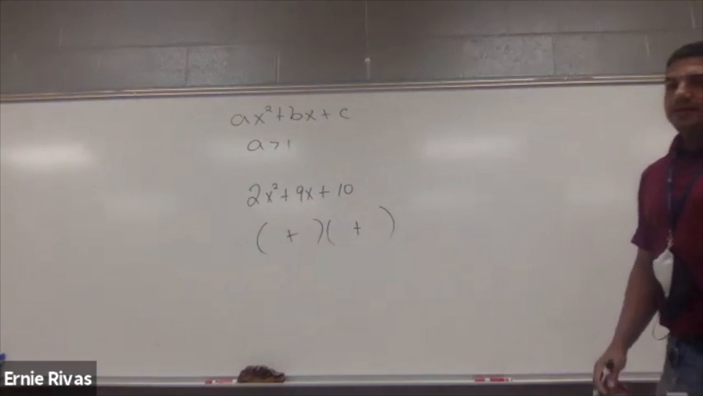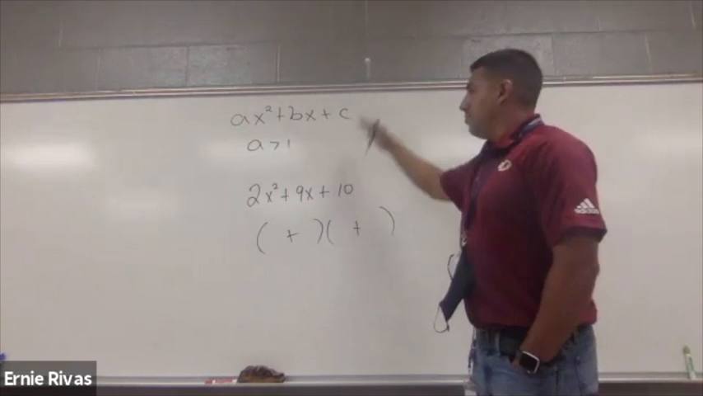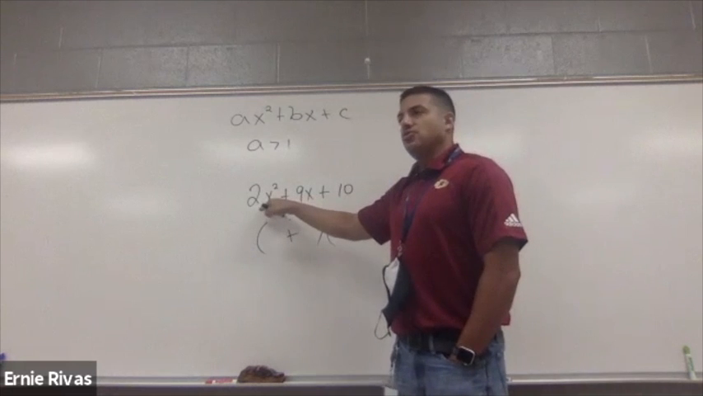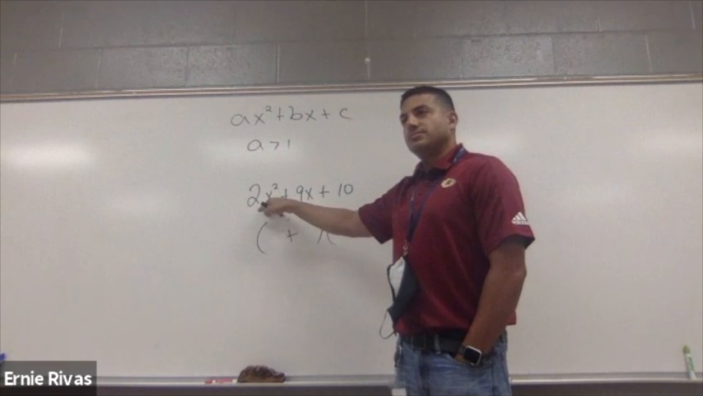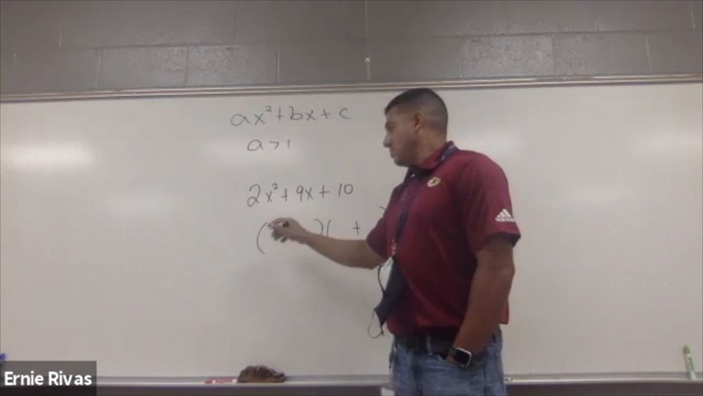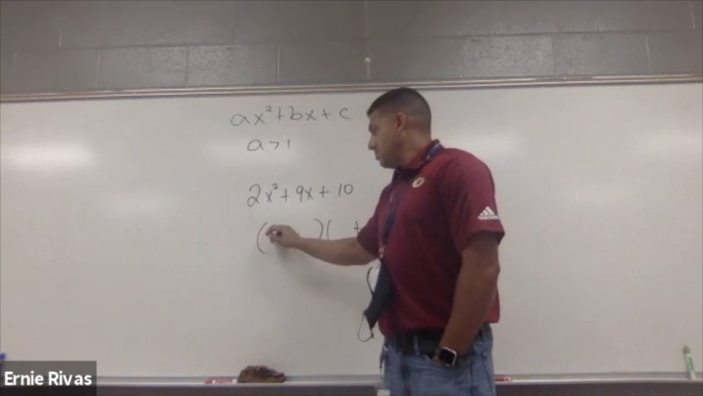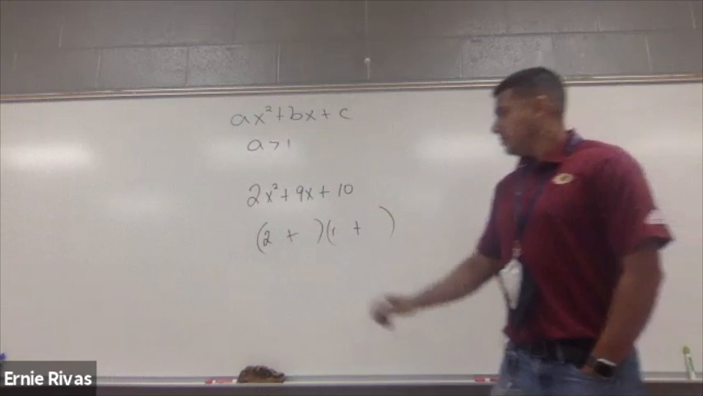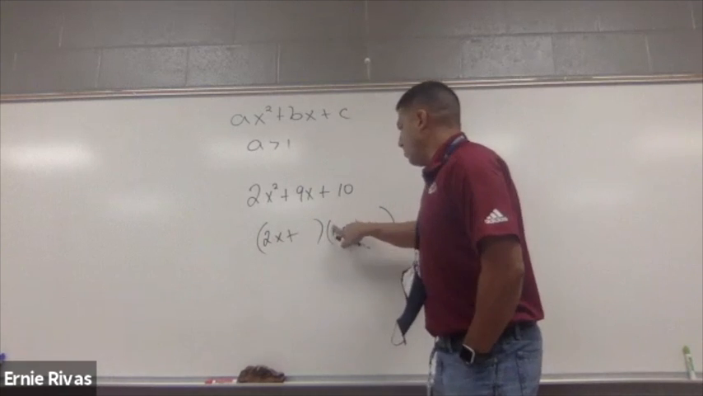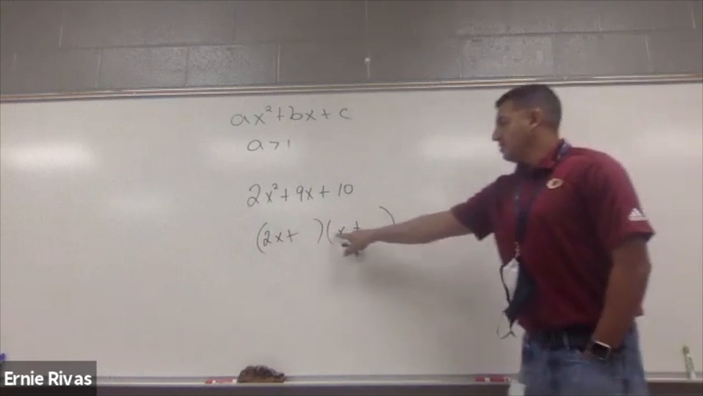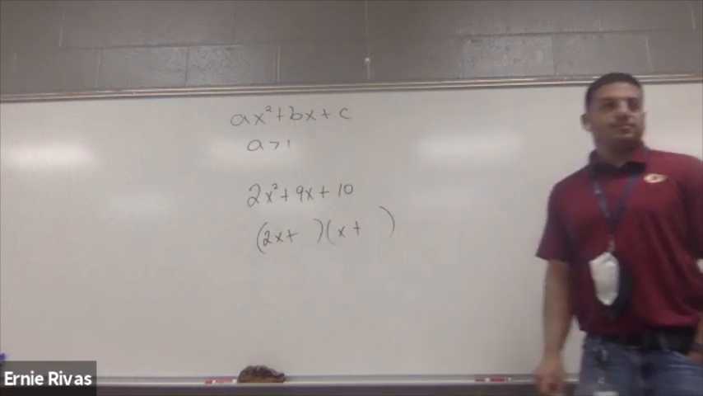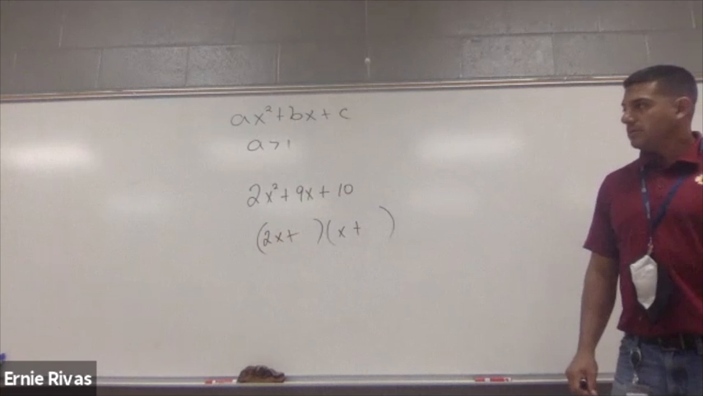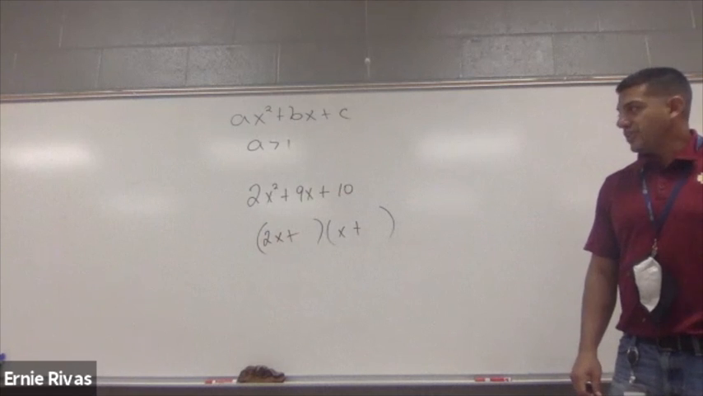Now, if we think in FOIL, in terms of somebody multiplied these two things together and got this, right? How could we get 2x squared? Two times what gives you 2? 2 times 1, and we don't have to write that one, but I'm going to on this one. And then how do I get x squared? X times x. So the only way that we can get 2x squared is if I multiply 2x times x. When somebody did the first part of FOIL, right? Everybody with me? So nothing's changed there.